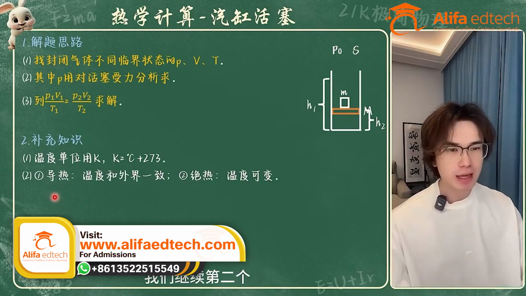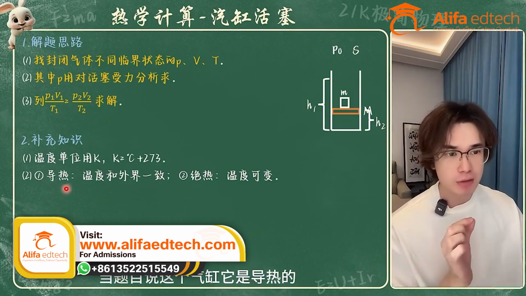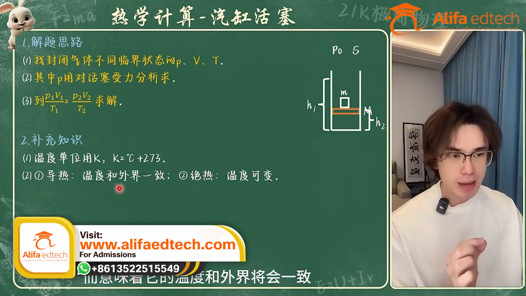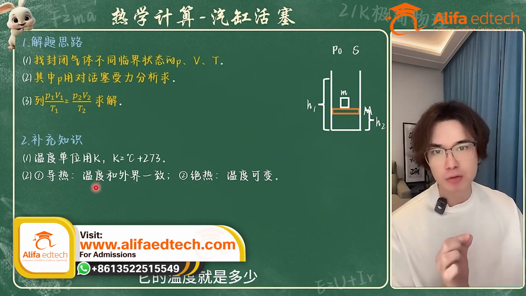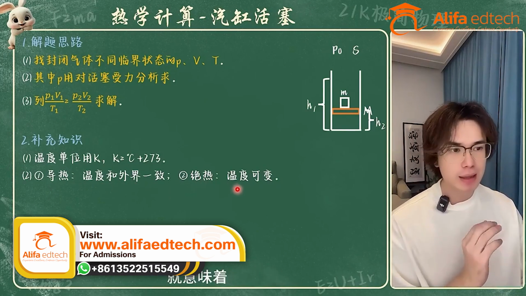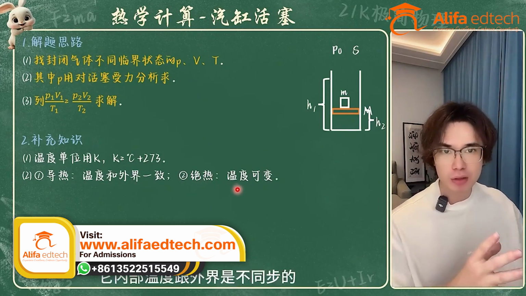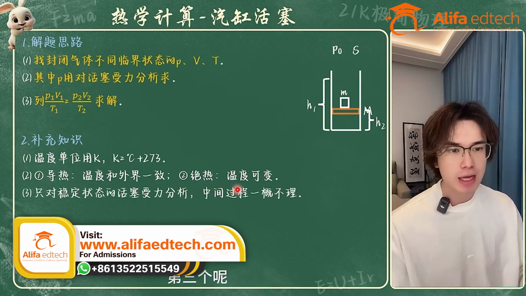Let's move on to the second point. When the problem states that the cylinder is thermally conductive, it means that its temperature will be the same as the external environment. Whatever the outside temperature is, that's what the cylinder's temperature will be. If the cylinder is adiabatic, it means that the internal temperature is not synchronized with the outside. The internal temperature can change.